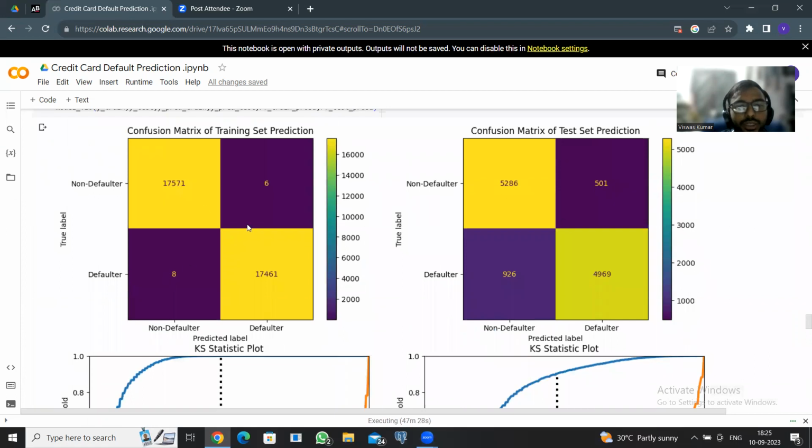And we can see that the true negative is very low in the training data set, meaning 6 is there, true positives are there. It is also defaulter and defaulter. The model has correctly predicted the maximum number of values with this model.